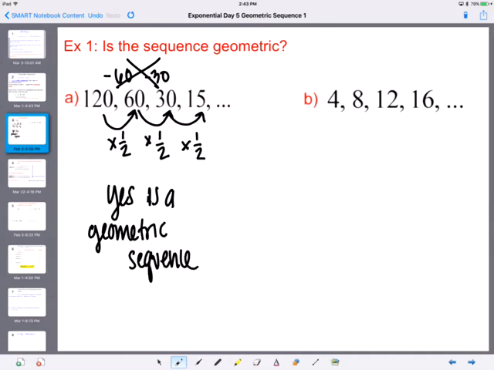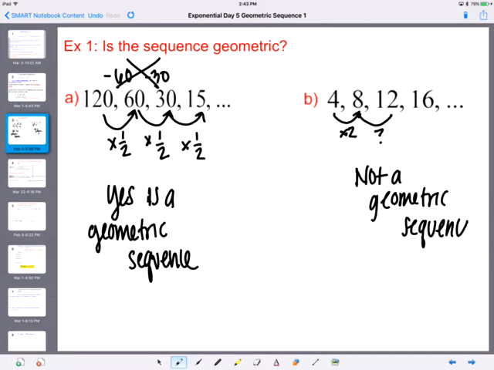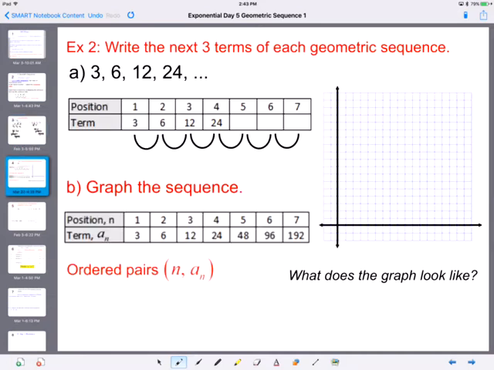When we take a look at the next pattern, to go from 4 to 8, we multiply by 2. To go from 8 to 12, we can't multiply by anything, so we would say this is not a geometric sequence. There is no common ratio.